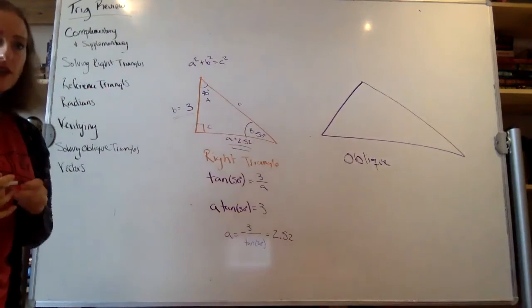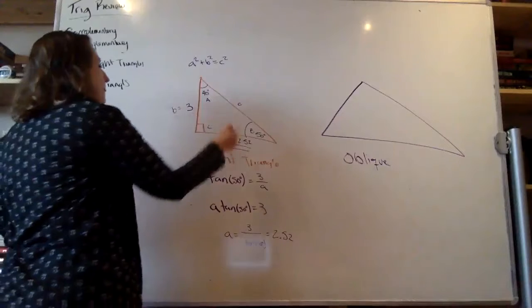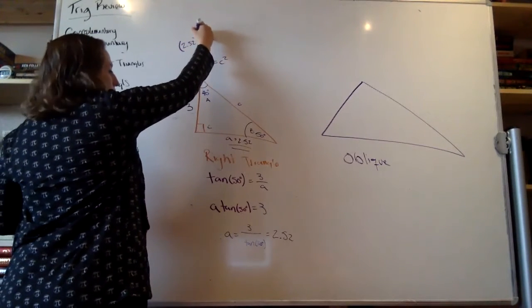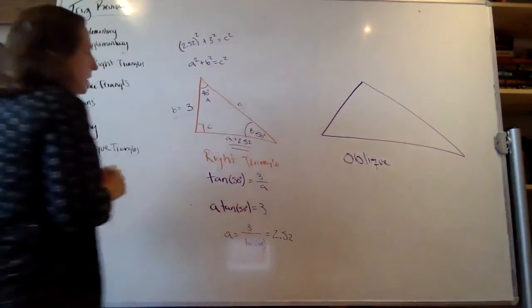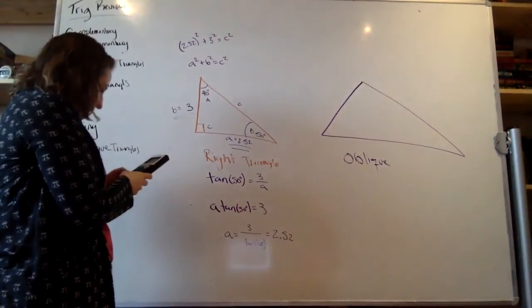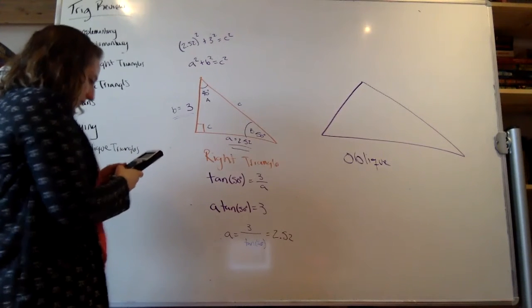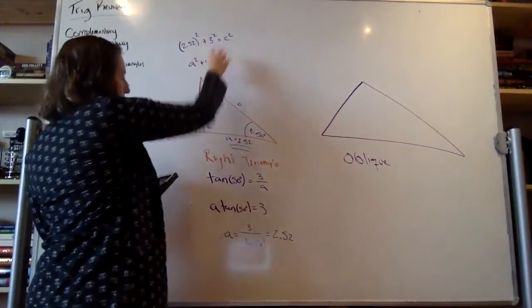Let's go ahead and use the Pythagorean theorem. Again, you could have used another trig relationship here as well. If I use the Pythagorean theorem, I get 2.52 squared plus 3 squared equals c squared. I'm going to go ahead and go to my calculator. 2.52 squared plus 3 squared equals 15.354. So 15.354 equals c squared.